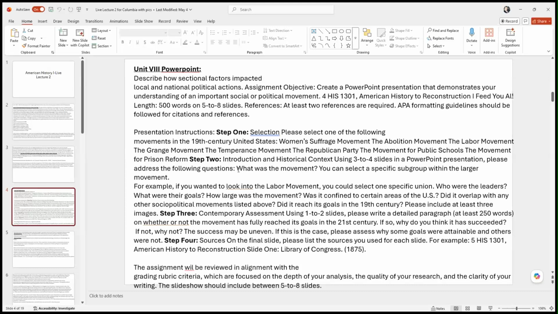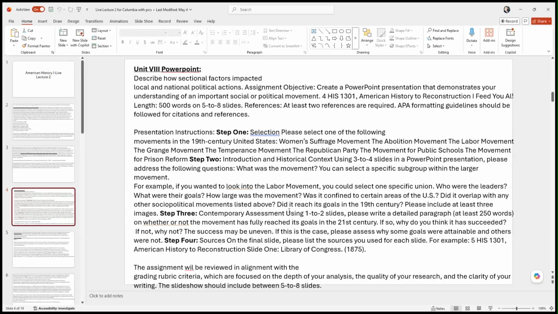Was it just in one part of the U.S. or was it all over the country? Did it have anything in common with some of the other movements we talked about? And was it successful? Did they achieve what they wanted to achieve? That kind of thing. And you're going to want to have at least 3 images of the movement. So maybe some of the leaders or events associated with it, or whatever you want to do, but try to get at least 3 images in your PowerPoint.